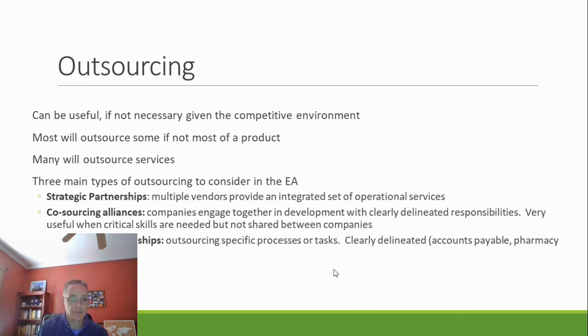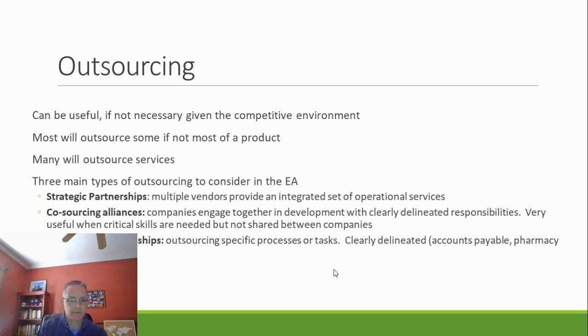So I said don't use a consulting firm. It can be useful to bring some outsourcing in, not necessarily, given a competitive environment, to actually develop parts of this product. That's okay. Most people will outsource some, not most, of the actual product itself, and some will outsource services. Just make sure you're defining your architecture in a way that you understand it and that you can manage it going forward.